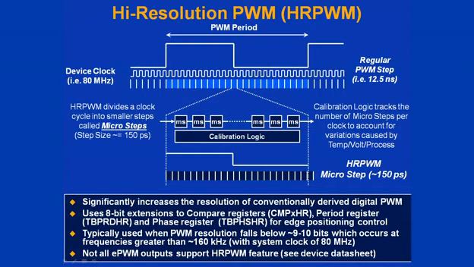The high-resolution PWM feature significantly increases the resolution of conventionally derived digital PWM. High-res PWM divides a clock cycle into smaller steps called microsteps. The step size is approximately 150 picoseconds. This is typically used when PWM resolution falls below approximately 9 or 10 bits, which occurs at frequencies greater than approximately 160 kHz with a system clock of 80 MHz.